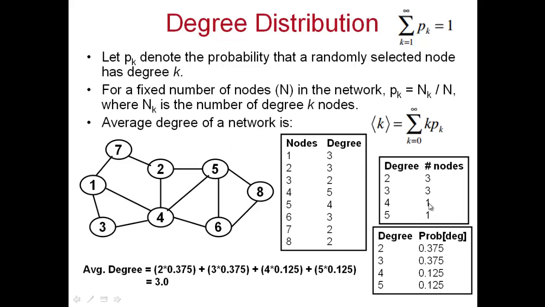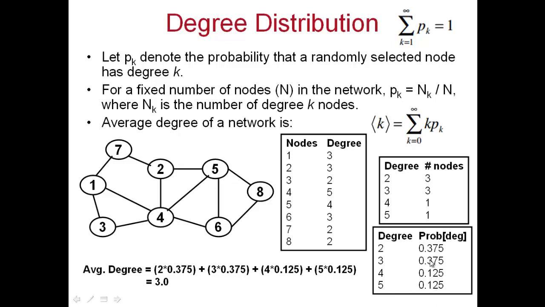Then what you want to find is the probability of finding a node with a particular degree. For that, you just divide the number of nodes for each degree by the total number of nodes. So you have 3 nodes with degree 2, so 3 divided by 8 is 0.375. Again, 3 divided by 8 is 0.375. 1 divided by 8 is 0.125, and so on.